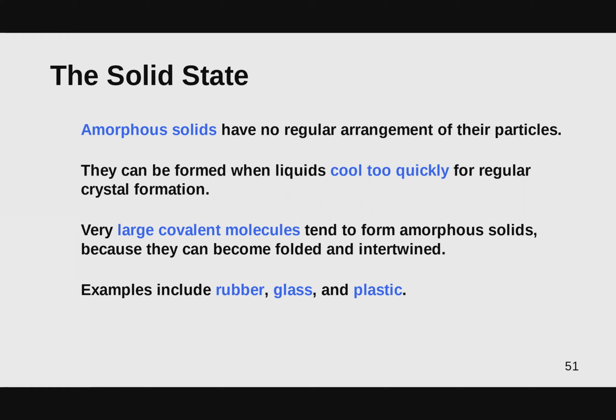Now, that's one way we can create an amorphous solid, but actually the most common way we see the formation of amorphous solids is when something is very, very large. When things are very, very large, they typically will form amorphous solids because they simply become intertwined and folded with one another because of their size, right? And some examples of amorphous solids include glass, comprised of very large things, plastic, and rubber, again, both comprised of very large molecules.